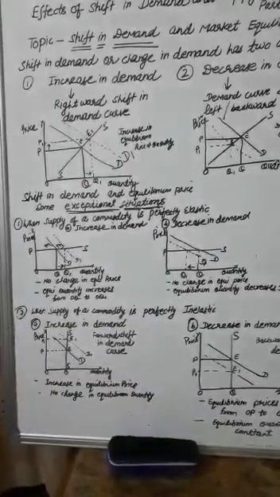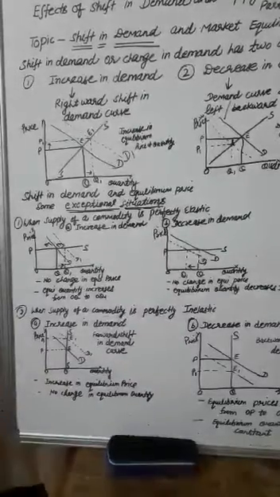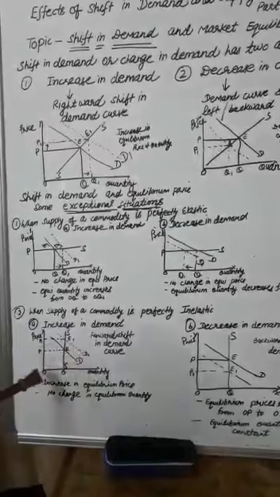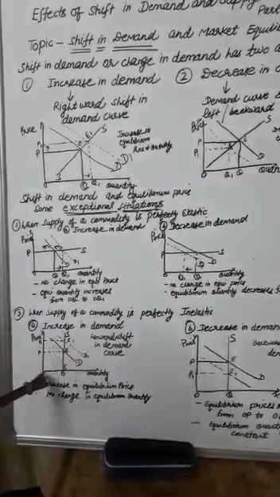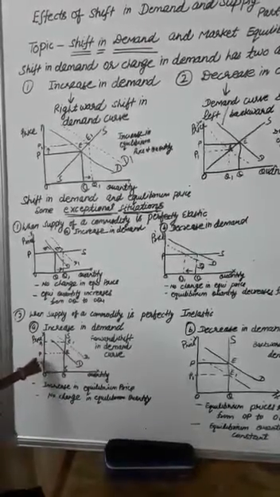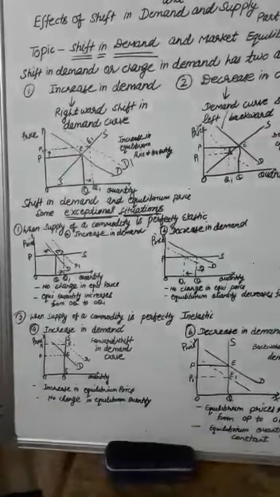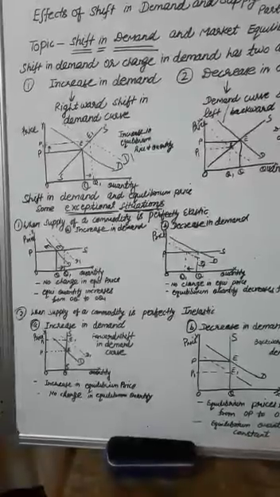When demand increases, the demand curve shifts to the right-hand side, that is forward shift. The new equilibrium is at point E1, equilibrium price is OP1, that is there is an increase in equilibrium price from OP to OP1, whereas equilibrium quantity remains the same.